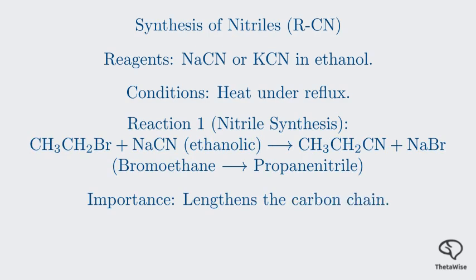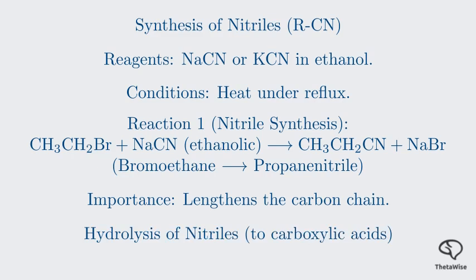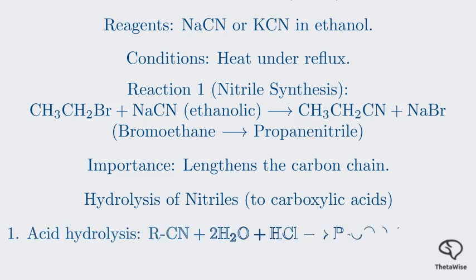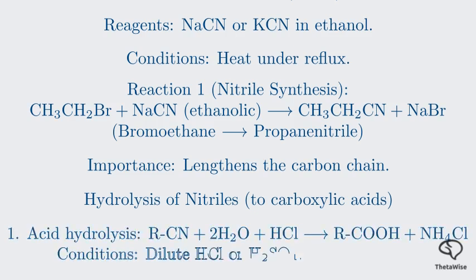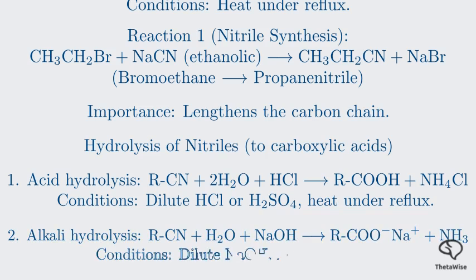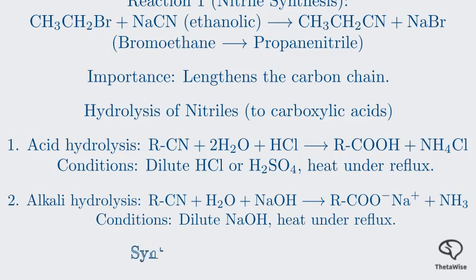Once you have a nitrile, you can further transform it into a carboxylic acid through a process called hydrolysis. Hydrolysis means breaking down with water. You can hydrolyze nitriles in either acidic or basic conditions, both requiring heat under reflux. In acidic conditions, the nitrile is converted into a carboxylic acid and an ammonium salt. In basic conditions, it's converted into a carboxylate salt and ammonia, which you then protonate with a dilute acid to get the carboxylic acid.